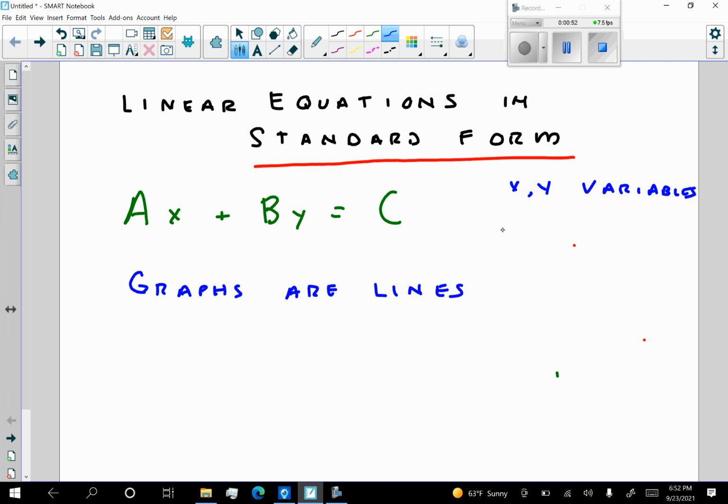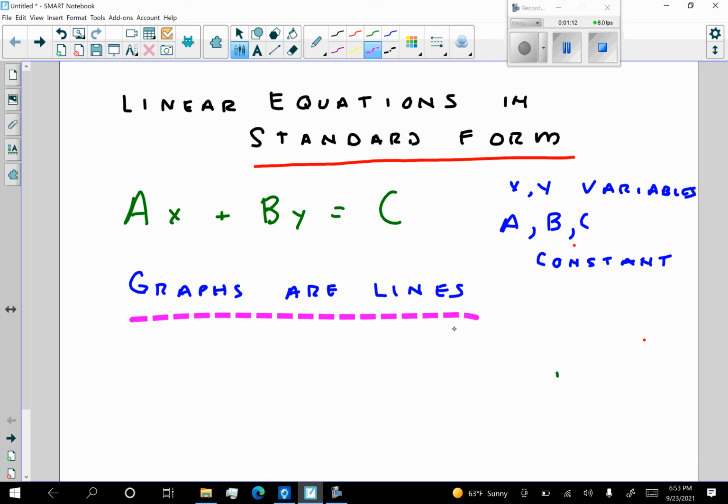And these, a, B, and C, these are what we're going to call the constants of the equation. And you'll see what this means pretty quick. What we need to understand is that the graph of a linear equation is a line. And we're going to do a lot in the next week or so about graphs of lines. Well, we're going to do a lot in the next couple years about the graph of lines.